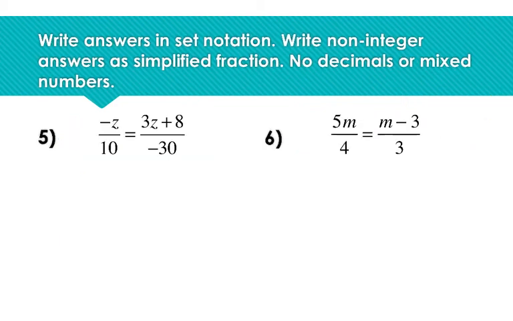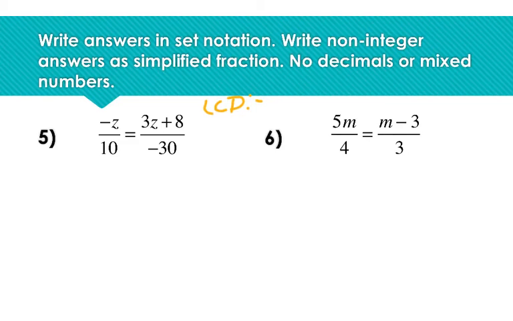Alright, so let's take a look at number 5. We have negative z over 10 equals (3z plus 8) over negative 30. So this one, you can see we're looking for an LCD, or least common denominator, of 10 and negative 30. Now, when we're looking for our least common denominator here, we're going to kind of ignore the sign, and we're just going to keep it as a negative. That way it'll eliminate our negative in our denominator.